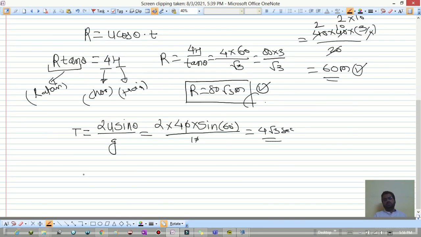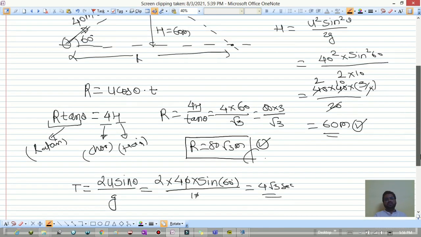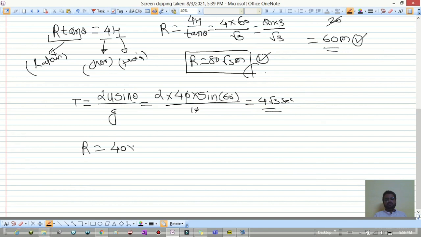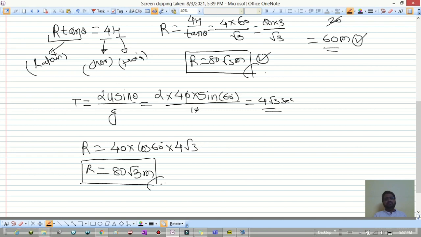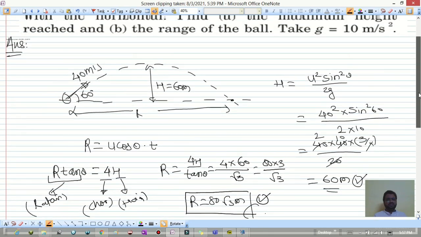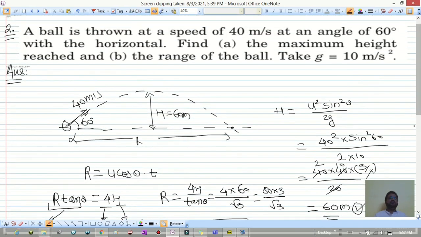So once we know the time of flight, now put it in the equation. U is 40 we have, isn't it? 40 we have. Then cos 60 degree into 4 root 3. So as you can see, it is 80 root 3 meter will be the range. So by using any method, you can find out the answer. So I hope this is clear. So it will be very simple if you go with the basics, right?